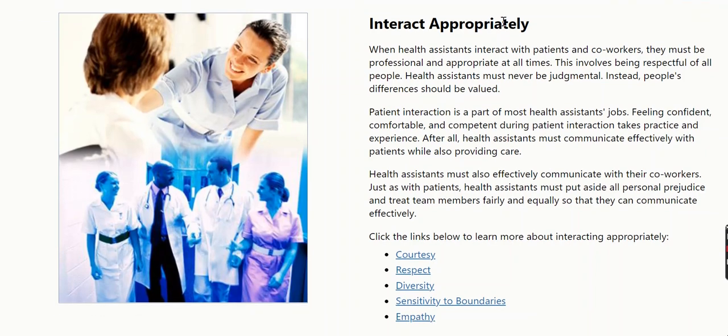Interact appropriately. When health assistants interact with patients and coworkers, they must be professional and appropriate at all times. This involves being respectful of all people. Health assistants must never be judgmental. Instead, people's differences should be valued.